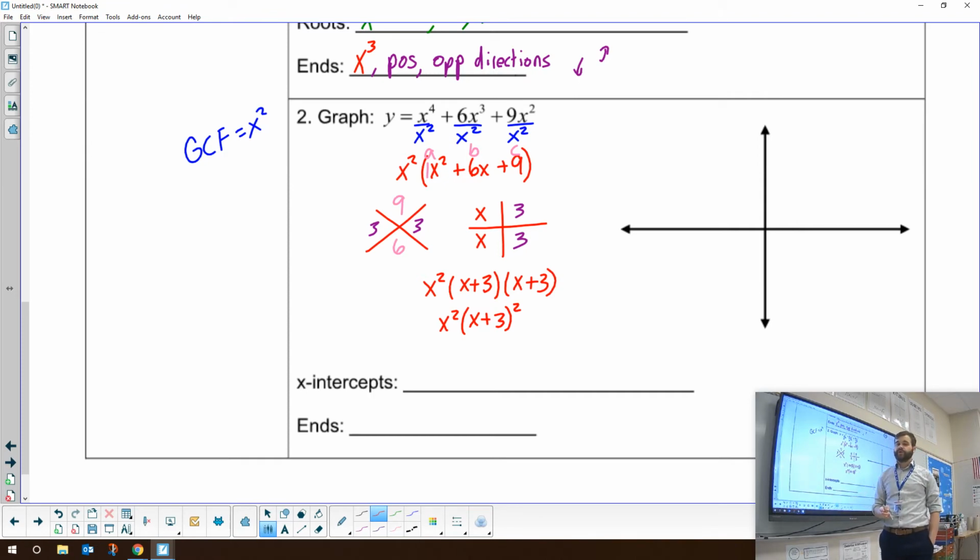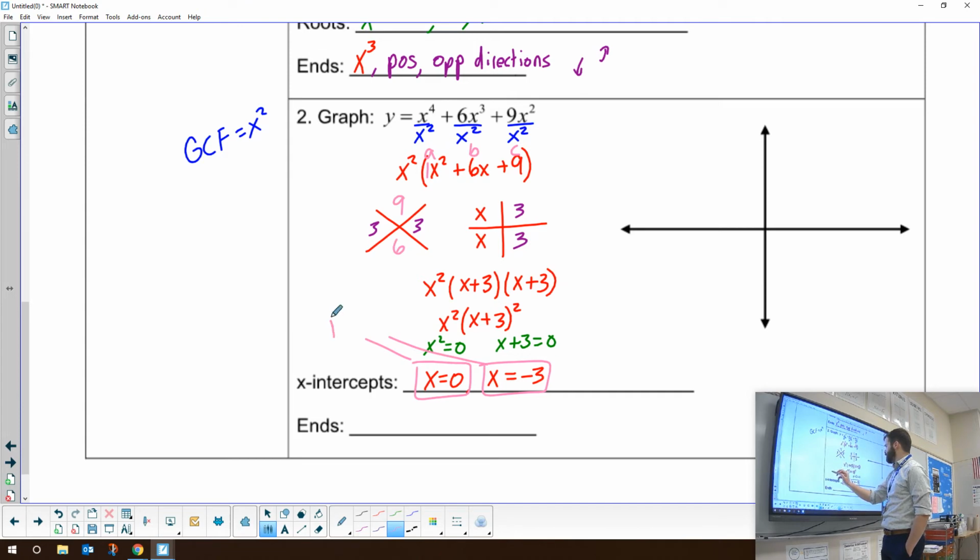Remember, if they are squared, though, we call these a double root, and double roots bounce. Okay? Remember from yesterday's lesson, double roots bounce. So we could write x squared equals 0, x plus 3 equals 0. Both of these are going to be double roots. So we're going to get x equals 0 and x equals negative 3. Now remember, both of these are double roots. Okay? So whenever we draw these on here, we know they're going to bounce.